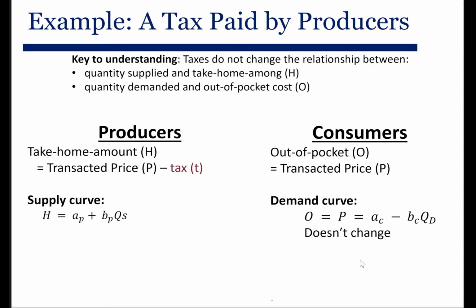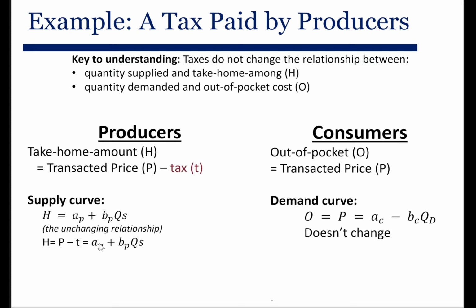For our supply curve, this is the unchanging relationship that our take-home amount equals this. These are just placeholder coefficients, numbers that describe a linear supply curve. This is not going to change. What is changing is that our take-home amount is no longer the transacted price. It's the transacted price minus tax. So the take-home amount, the transacted price minus tax, equals this linear supply curve.